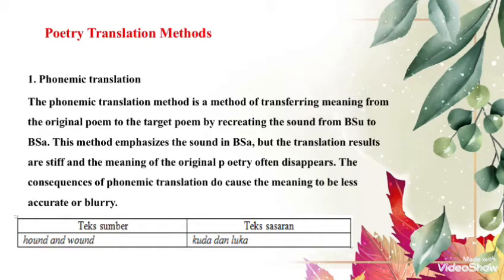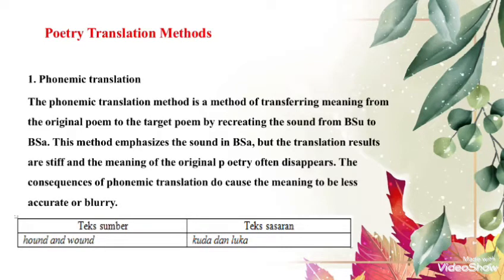You can see it in the box. Let's take a look at the box behind the text. In the piece of poetry in the box, the sound of D at the end of the words is translated with the sound of A in the target language. Hound and wound are translated to be kuda and luka.